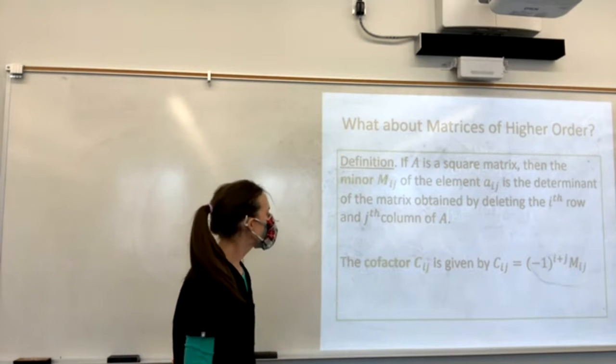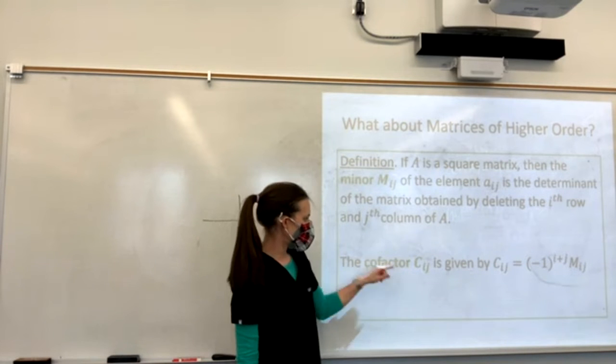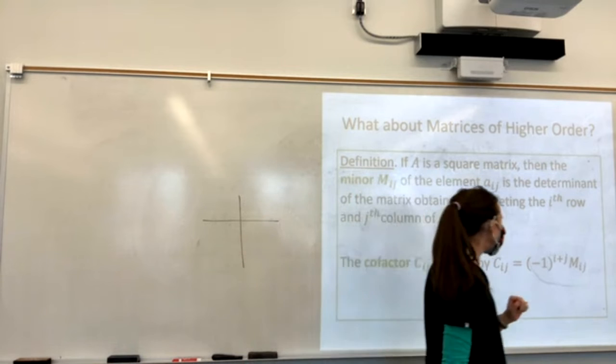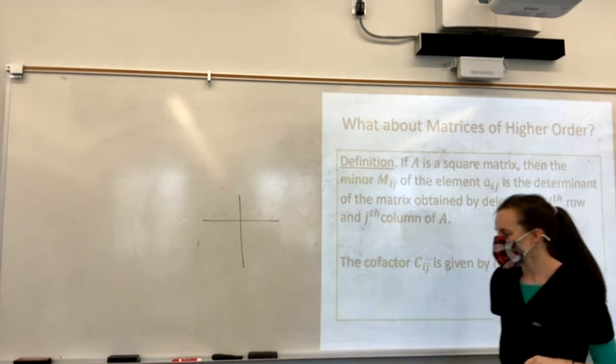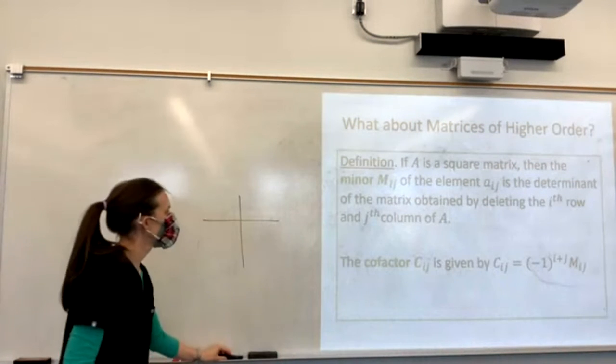Okay, that's the minor. The cofactor then, Cij, is the minor times negative 1 to the i plus j. Now this is either a negative 1 or a positive 1, because I'm just taking a power of negative 1. So the cofactor is either exactly the minor or it's the negative of the minor. All right, so let's do an example so you can see what this looks like.